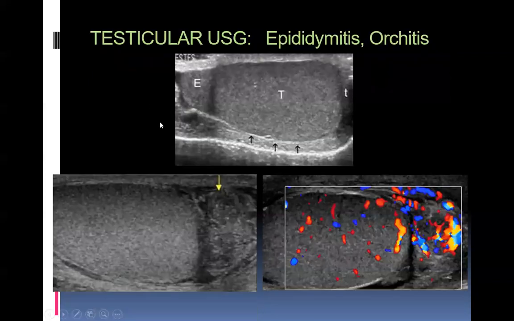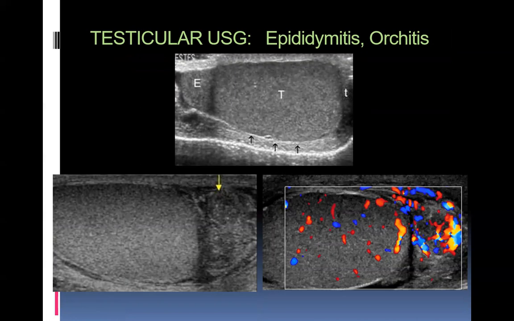Okay, so this is an ultrasound of testicle. This is the epididymis, and this is the testicle on one side. So sometimes you have patients presenting to the emergency department with acute lower abdominal pain, and then you are to differentiate between torsion and epididymitis. So how would you do this?